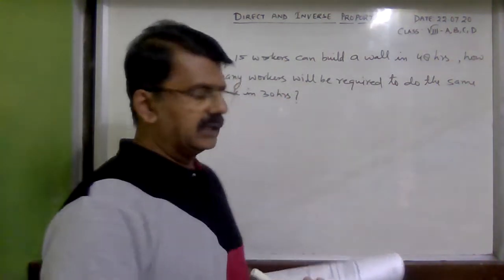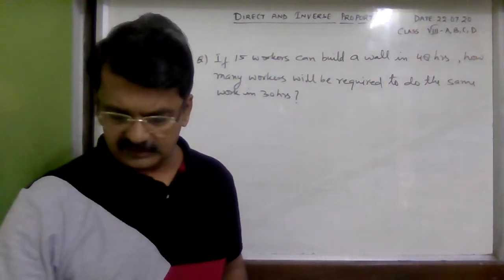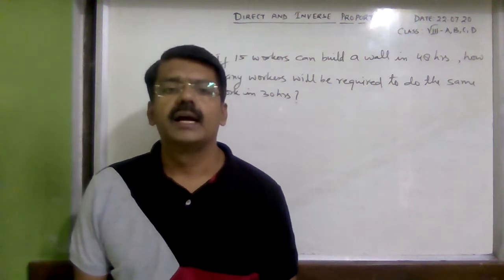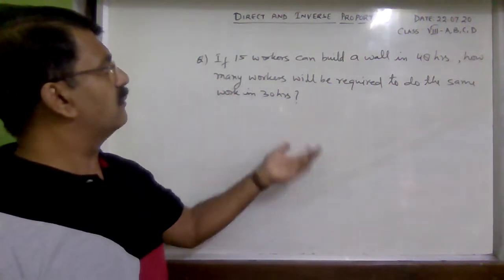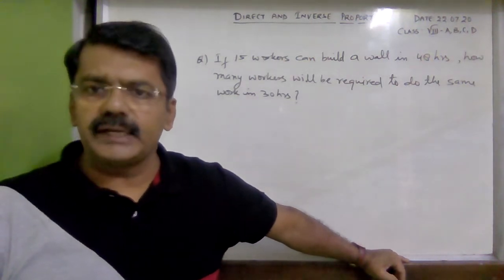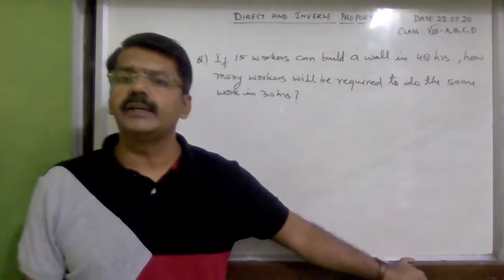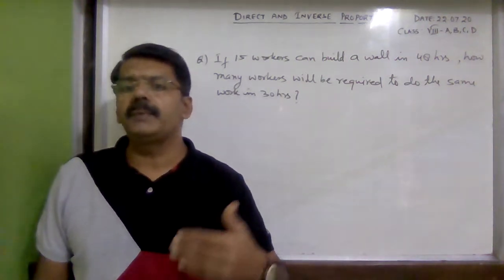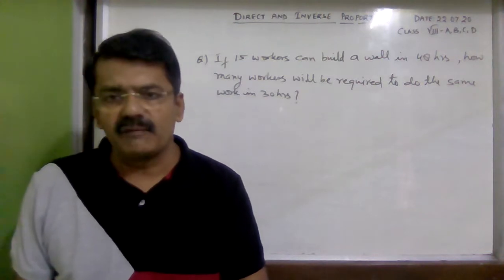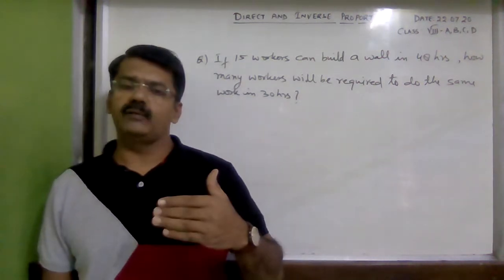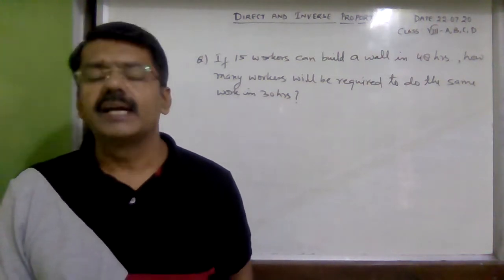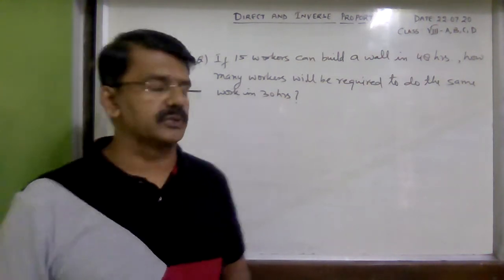Now you see here the two quantities that we have to understand. One is the number of workers employed for a work, and the second is the time taken to complete that work. I have already told you that when more people, more workers, more laborers are employed, then the work will be finished in less number of days. And when fewer workers are there, the work will be finished in more number of days. That means they are in inverse proportion.